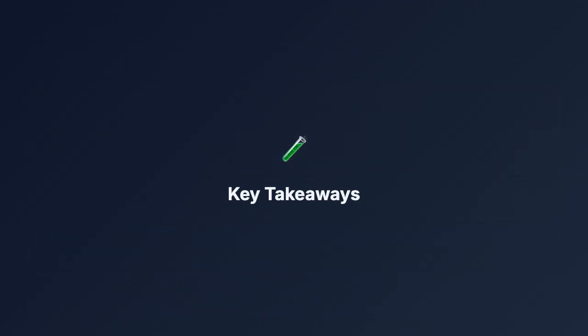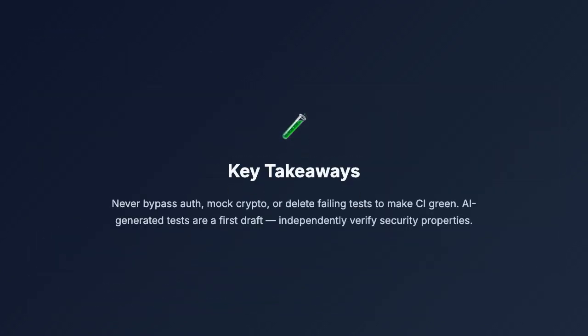Let's recap the key takeaways from this chapter. First, never add global auth bypass flags. Generate real test tokens using the same token generation code production uses. Second, never mock cryptographic functions. Reduce the work factor for speed instead of replacing the function with a constant.